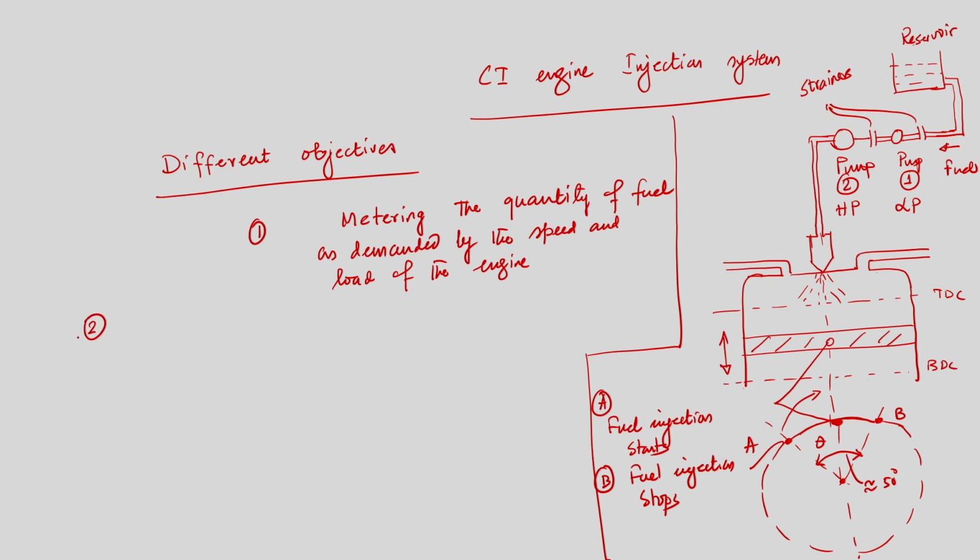Number 2. So, this is the first objective. Similarly, number 2 is: distribute the metered fuel equally among the cylinders for multi-cylinder engines.